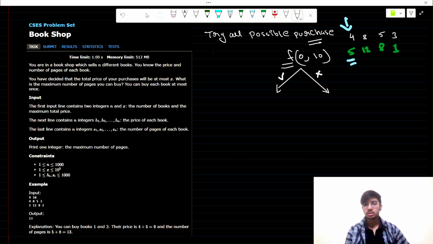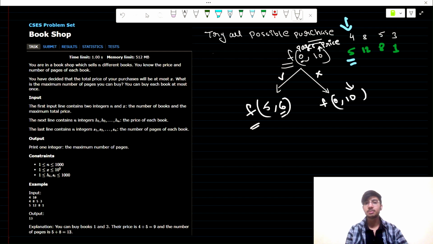If you pick it, the number of pages is going to be 5 and the remaining price is going to be 6. So now you can purchase books with a price of at most 6. If you do not pick it, the price remains the same. Now again you have choices.